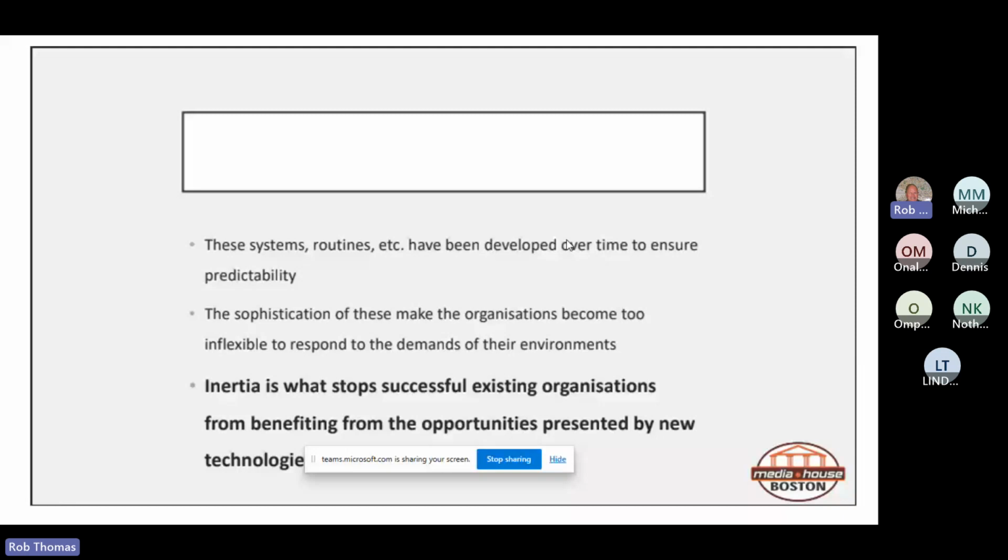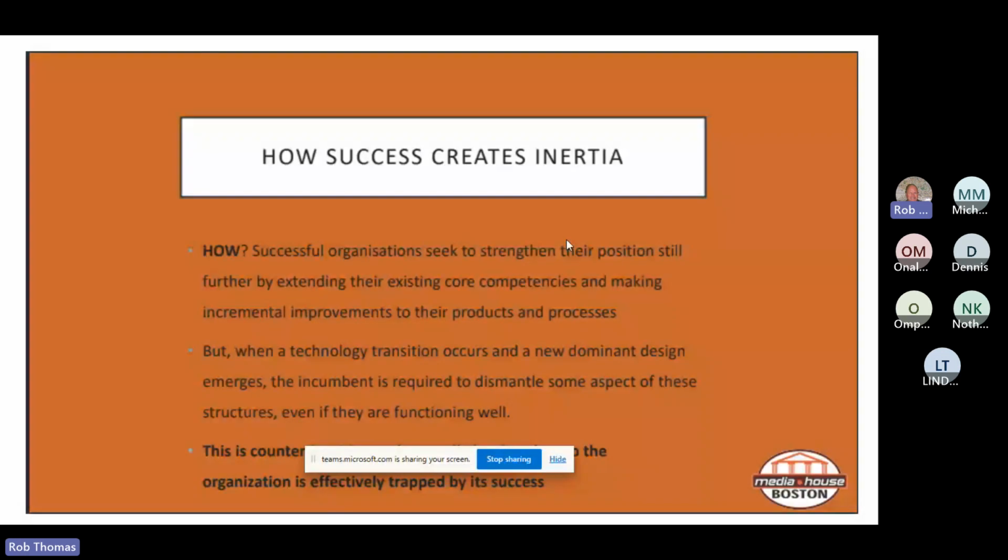Okay, so inertia is what stops successful existing organizations from benefiting from the opportunities presented by new technologies, which is the quote from King for your assignment. Okay, so let's have a look. How does success create inertia?